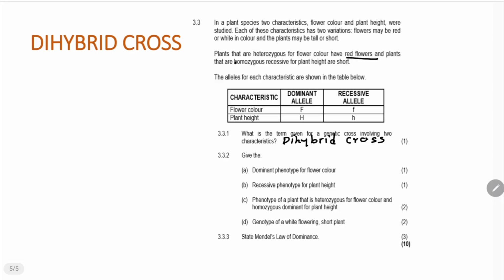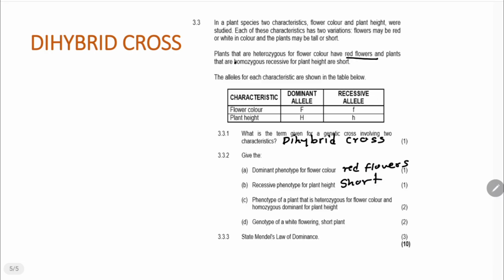3.3.2, they say, give the dominant phenotype for flower color. Again, we were told here that if this plant is heterozygous, it will have red flowers. Therefore, the dominant flower color is red. The red flowers are dominant, right? Number B, the recessive phenotype for plant height. They already tell us that if it is homozygous recessive, it will be short. So shortness here is recessive, right? So the recessive phenotype for plant height is going to be short.